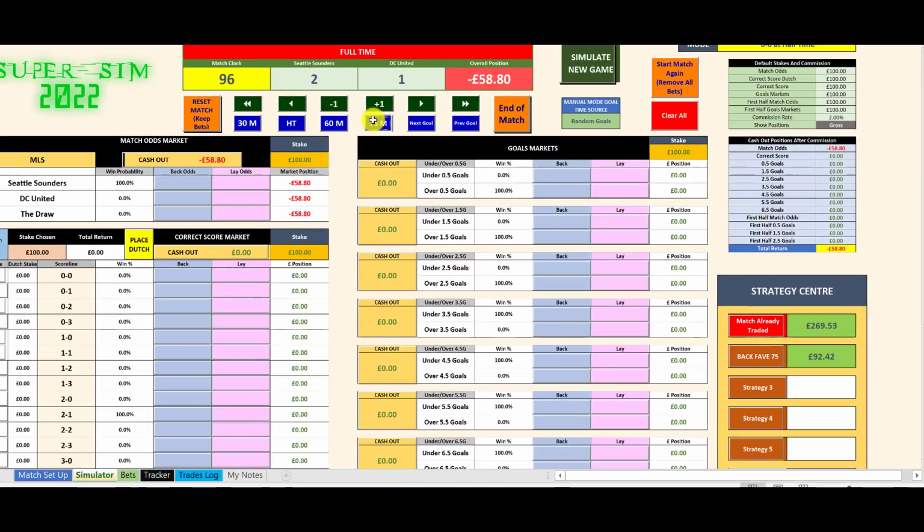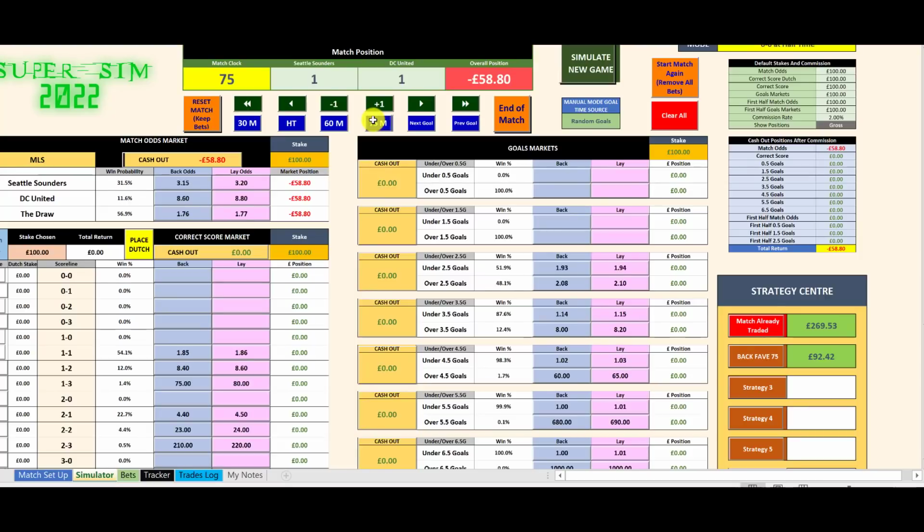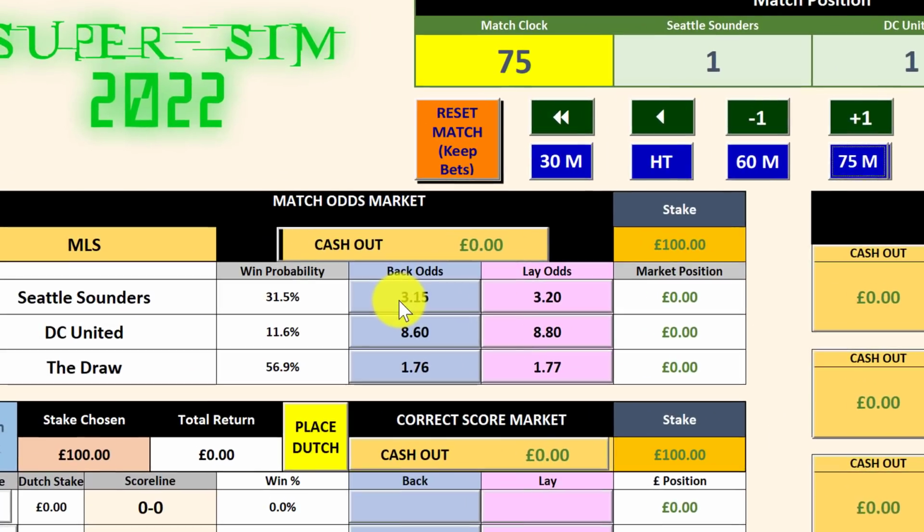However, let's go back to 75 minutes and see if there was an opportunity for our back the favorite 75. And it looks like there was. So what we could do is start the match again. Just remove all the bets. There is actually a quicker way of doing this, but anyway, let's just get on with it. 75 minutes. Let's head there. This is obviously now going to be a qualifier for the back the favorite 75 strategy. And then, let's see. Well, we already know it's going to be a winner, right?